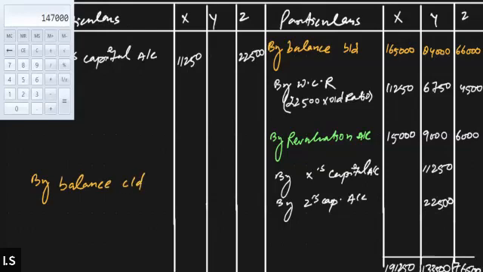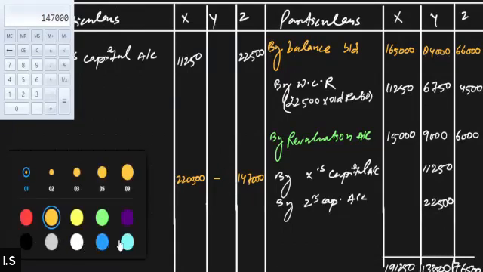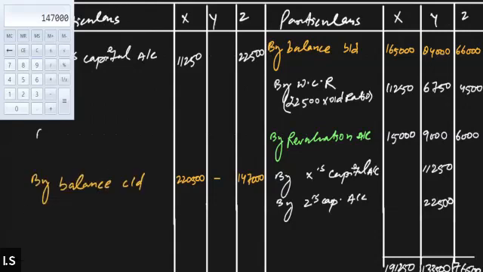By balance c/d, right? And the value will be 2,20,500 for X, and for Z, it was 1,47,000. Right? And what about Y, sir? Y will be paid in cash, as the question requires us to do. Y will be paid by cash. Cash account. How much? 1,33,500 in complete settlement. That is what the question requires us to do. Y needs to be paid by X and Z collectively in cash.